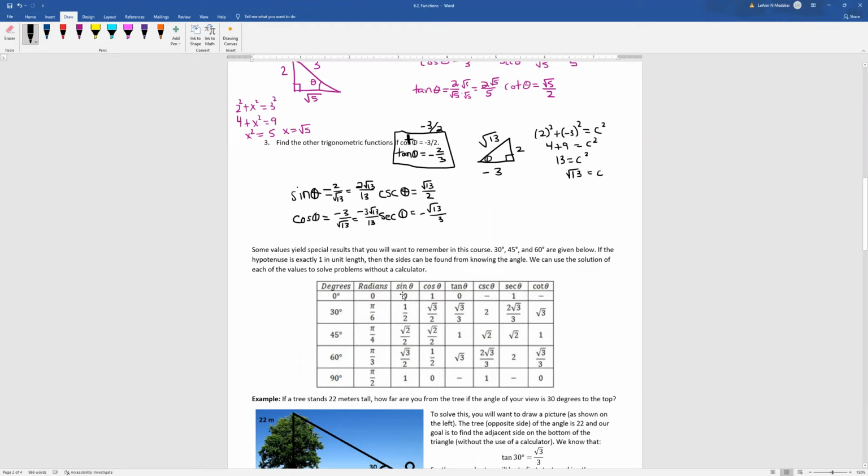So you're really just dealing with the ordered pair 0, 1. And we'll talk about that more on the day that we do unit circle, which is Tuesday. But let's talk about the 45, 45, 90. So let me go back and see if that was in the PowerPoint as well. I believe it was.